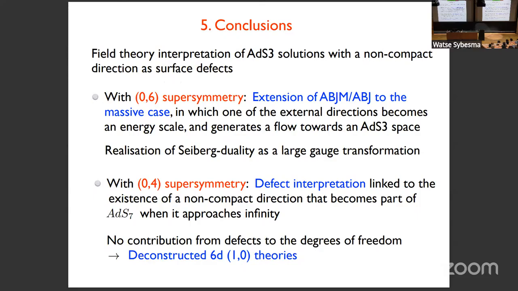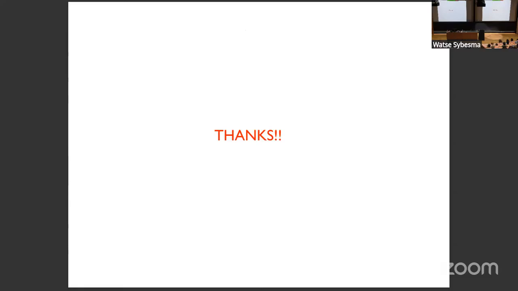Here is just a summary of what I already said, so I think I will stop here. Sorry. With time for one or two questions. Yes, Sakura.